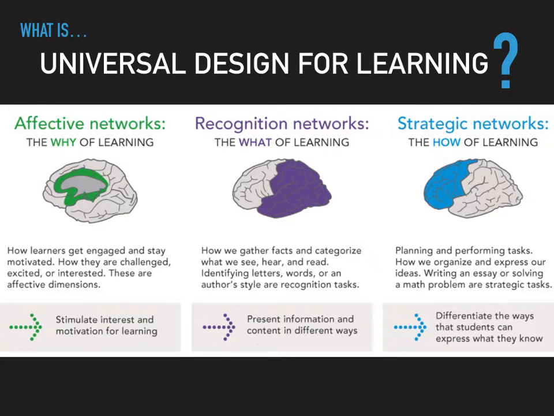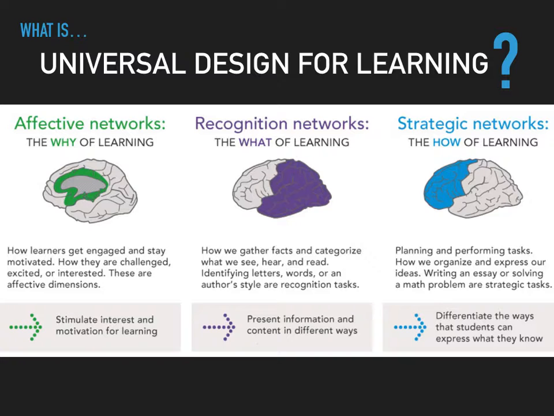For example, the affective network deals with how learners get engaged and stay motivated, how they're challenged, excited, or interested. The recognition network is more about how we gather information and make sense of things, whereas the strategic network is how we perform, how we make decisions, strategize, express ourselves, etc. All this leads to three major principles of developing effective learning experiences: stimulate interest for motivation for learning, present information in different ways, and differentiate how students express what they know.